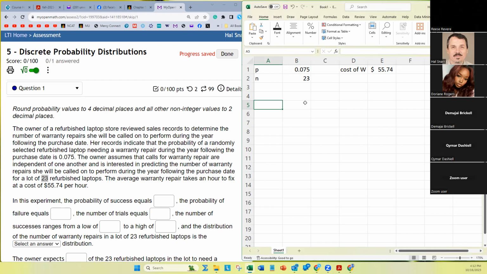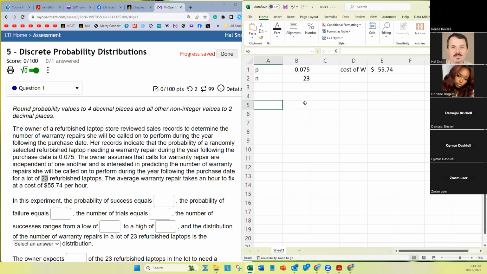Either a success or a failure, obviously. Exactly. And success here, when she's calculating the probability of a warranty repair, right? Now, warranty repair is not a success for her. The more warranty repair she does, the less successful her company is. When we're talking about this kind of experiment, success doesn't have to have a positive meaning to it, right? Success is just a yes. Yes, something happened. What's the opposite of that? No, that something didn't happen, right?